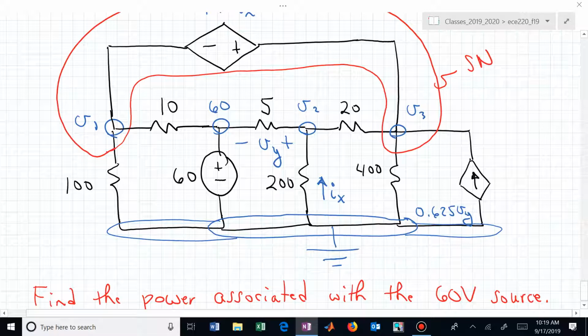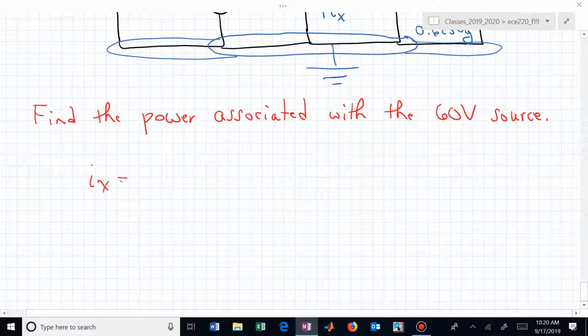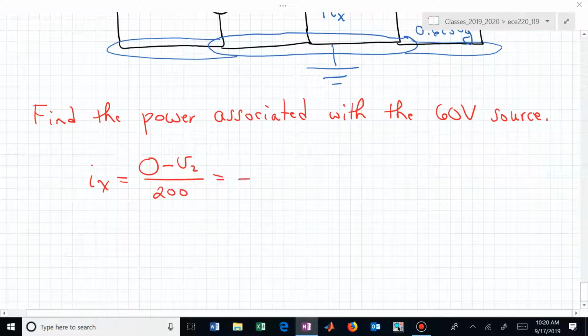Well, it's going from reference node to V sub 2, is it not? And if we used our traditional strategy, we go where we're at, which is 0 volts, minus where we're going, V sub 2, divided by the resistance between. That will give us our formula for I sub x. I sub x, if we need it, is now 0 minus V sub 2 over 200. Or this is now minus V sub 2 over 200.